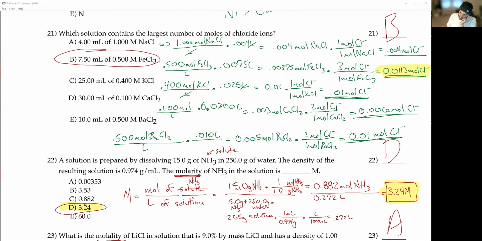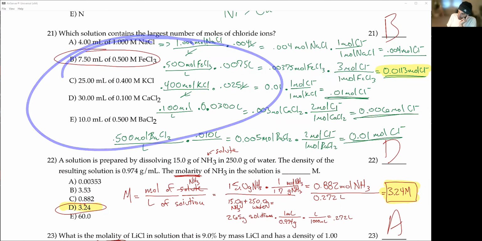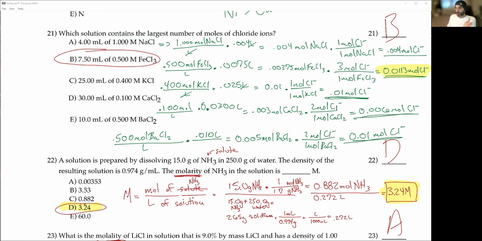So we do all of those calculations for all of these, and it turns out the second one is the most concentrated. Although it doesn't seem like it because it's half the concentration, there are 3 chlorides for every individual iron chloride molecule. So that's how we end up with the answer B.